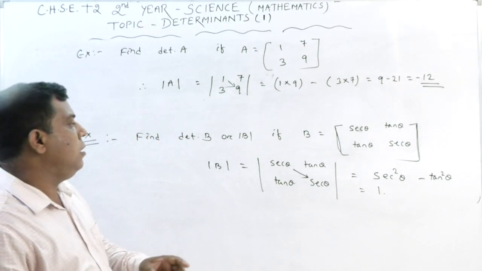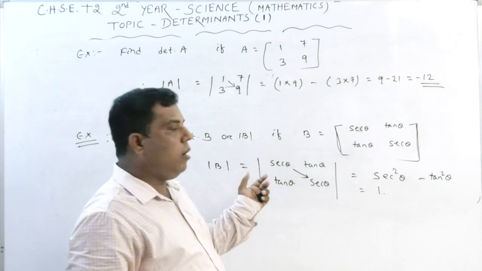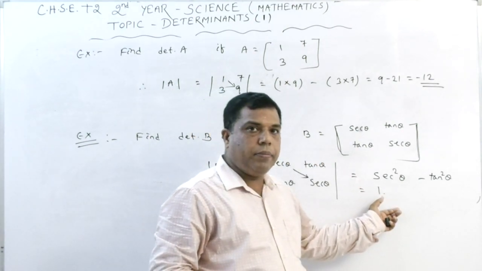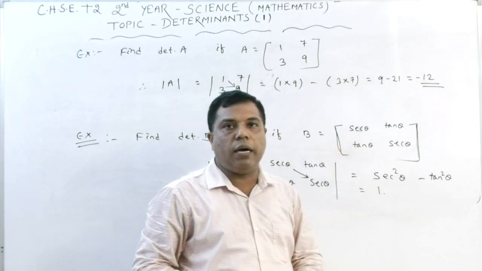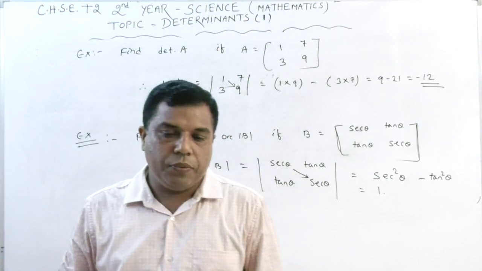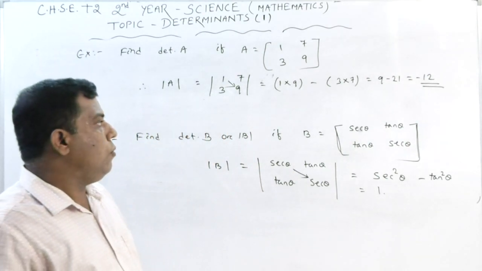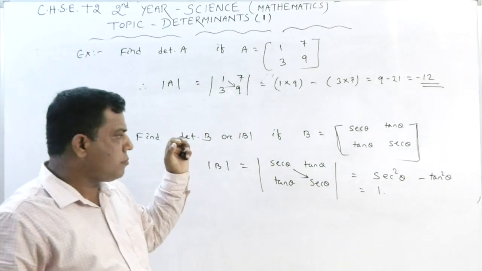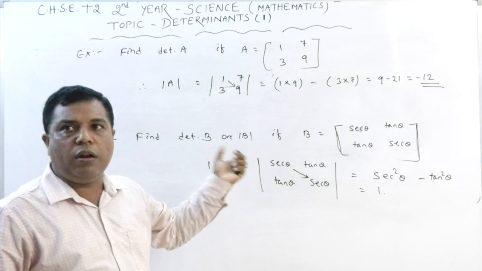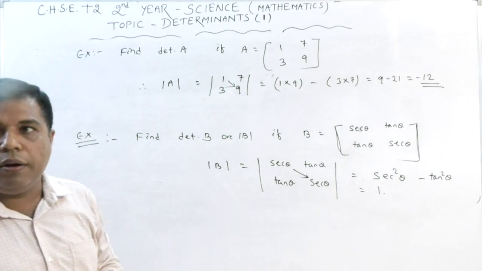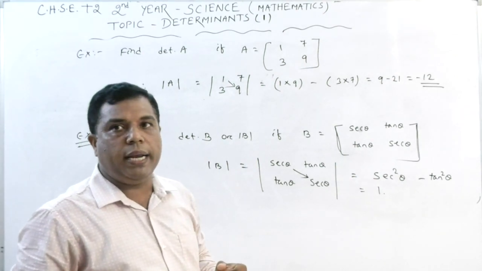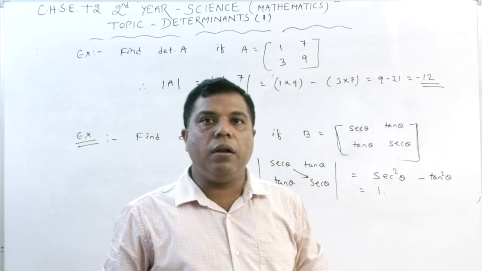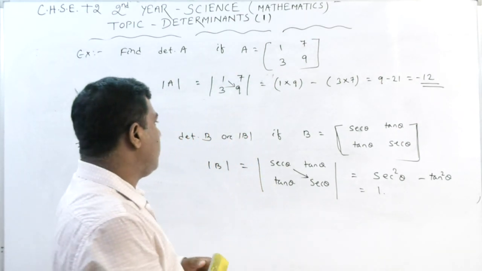So this is the determinant value for this square matrix. Okay, dear students, in this way we are able to get the determinant value of matrices of order 2, or determinant of order 2. Next, move to find the determinant of order 3.